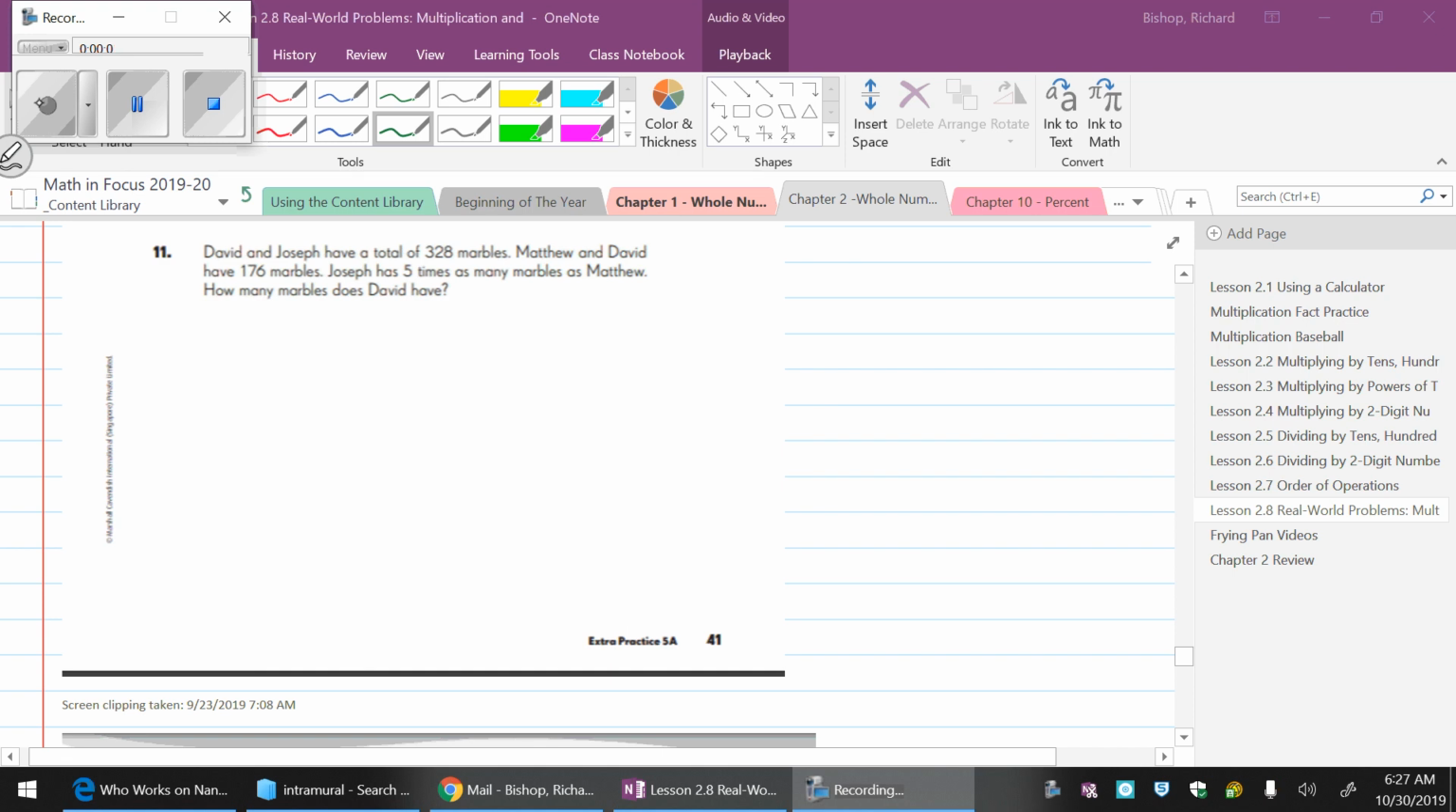All right, here we go. David and Joseph have a total of 328 marbles. Matthew and David have 176 marbles. Joseph has 5 times as many marbles as Matthew. How many marbles does David have?